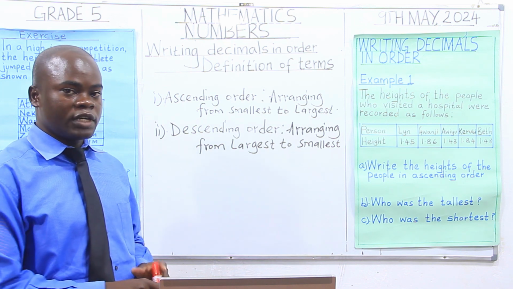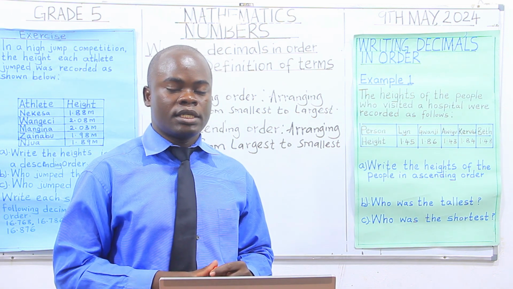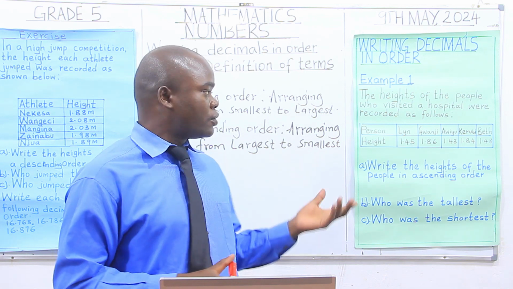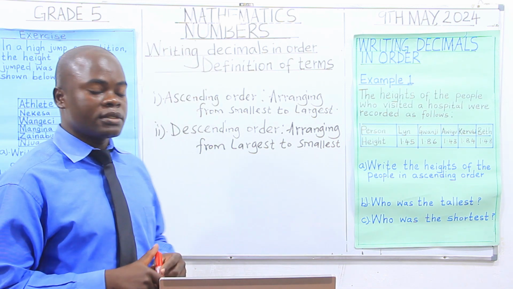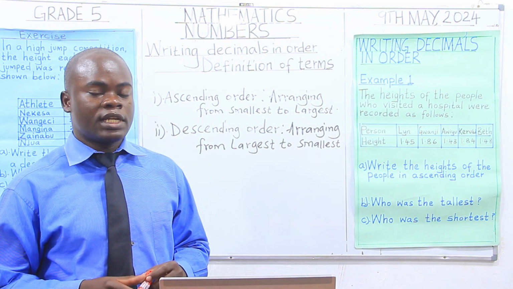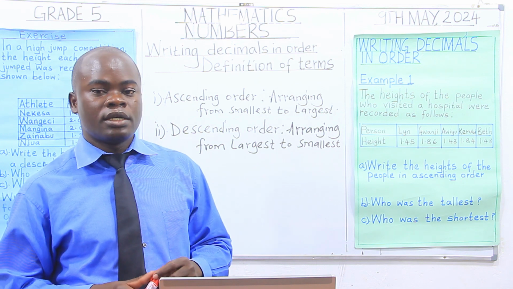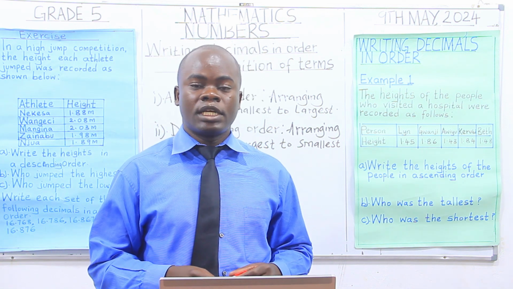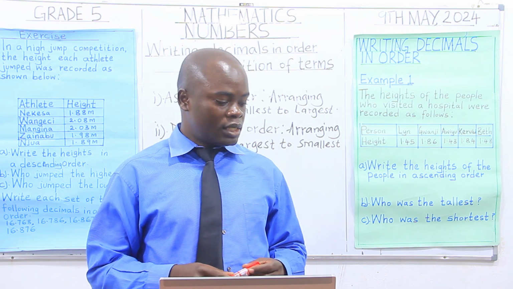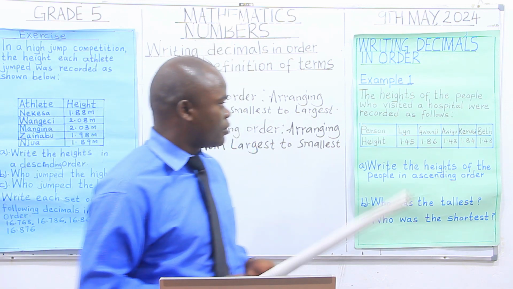So if you are for instance asked to order decimals in ascending order, it simply means you arrange the decimal numbers from the smallest to the largest. And when it comes to arranging in descending order, you simply arrange the decimal numbers from the largest to the smallest. Having said that, let us consider this example.